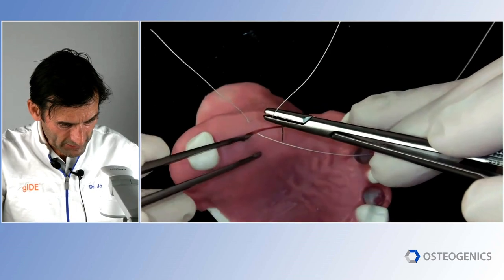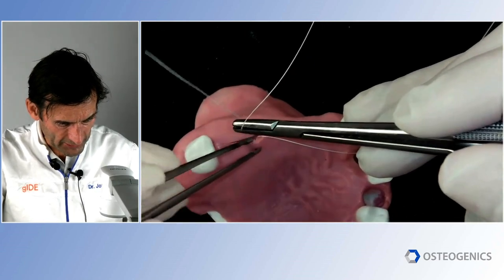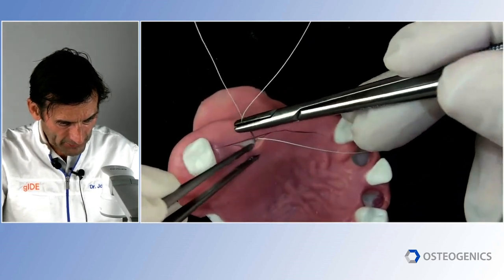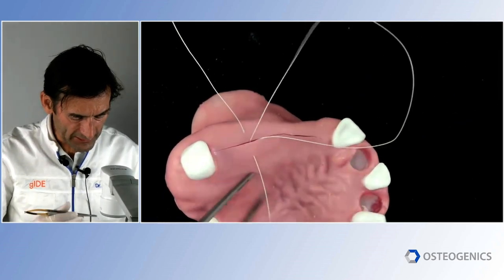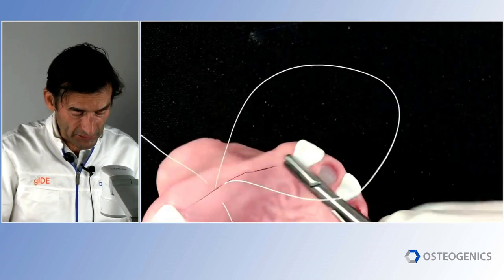In my protocols, I use GBR protocol 1, which is basically an implant placement with a simultaneous GBR. And in those cases, of course, sometimes you want to stabilize it. And I use the lasso technique for that.